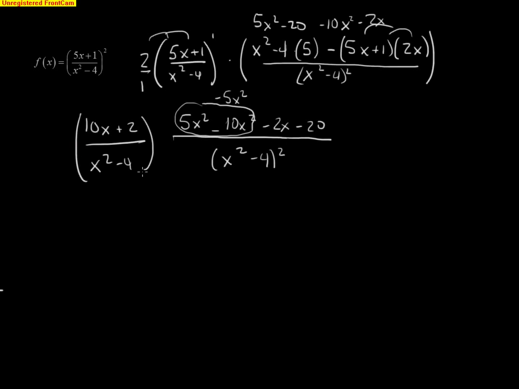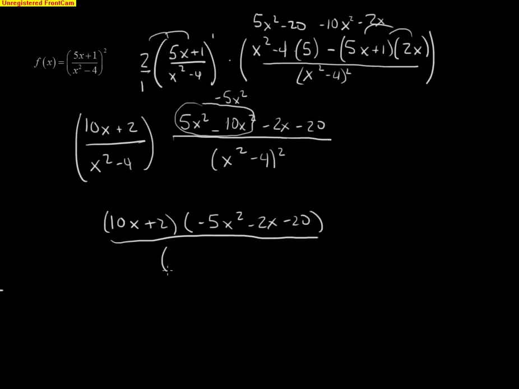Alright, so let's not overdo this here. We're going to do 10x plus 2. We're going to have this multiplied for the numerators here of just negative 5x squared minus 2x minus 20. And we've got the same quantity multiplied, so that's just going to give us quantity cubed on the bottom. Okay, so hopefully that helps you review some problems there for the chain rule.